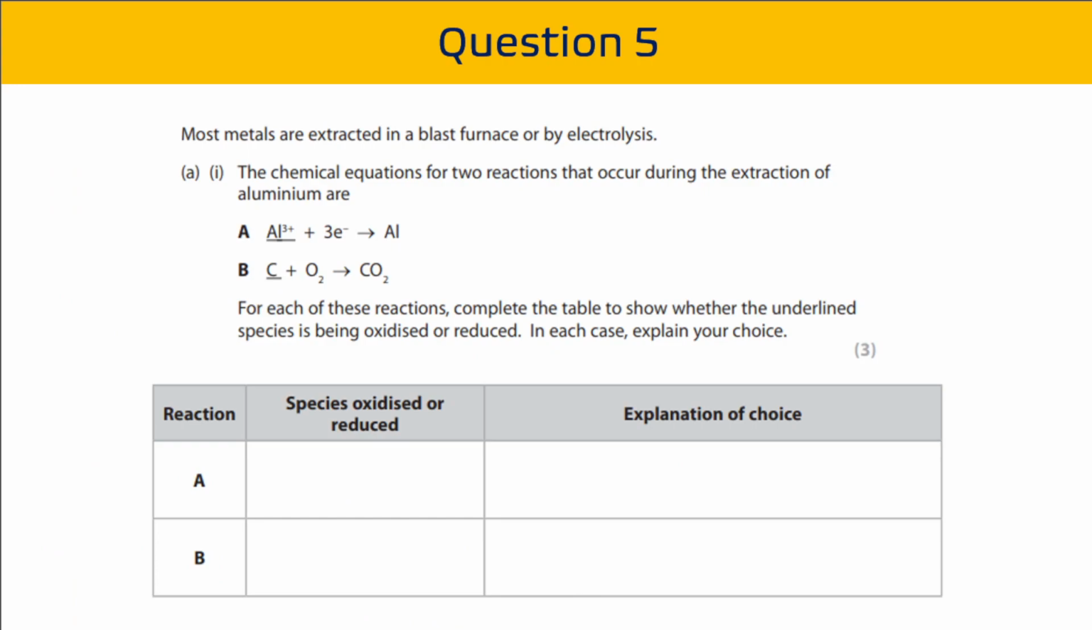Alright, question 5. This is a fairly simple one, so pause it and try it yourself. Okay. Alright, so reaction A. In reaction A, is the species Al3+ oxidized or reduced? Since it is from Al3+ to 0, it is reduced. Okay, what is the explanation of my choice? Because it gained 3 electrons on the left side, right? So you can see that Al3+ gained electrons.